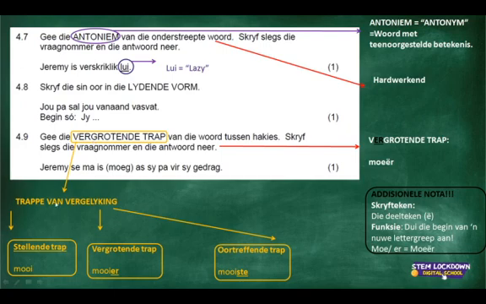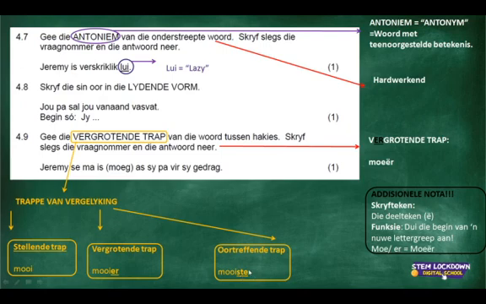Now, vergrotende trap has to do with trappe van vergelyking. It's got to do with our degrees of comparison, and you need to know the names of the 3 degrees. So ons het die stellende trap, that's our first one, mooi. Then we've got our vergrotende trap, the one a little bit bigger, mooier, so we add the ER. And then we've got the oortreffende trap, the biggest form, that's the one where we add the STE.